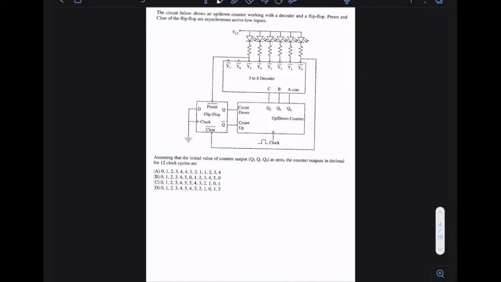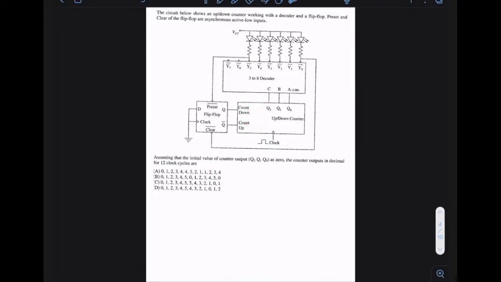The circuit below shows an up-down counter working with a decoder and a flip-flop. Preset and clear inputs are asynchronous active low inputs. Assuming that the initial value of counter Q2, Q1, Q0 is 0, the counter outputs in decimal for 12 clock cycles are... Okay. The circuit looks quite complicated: you have a decoder, an up-down counter, and a D flip-flop having preset and clear as active low inputs. The outputs of the D flip-flop are connected to the count down pin and count up pin of the counter.